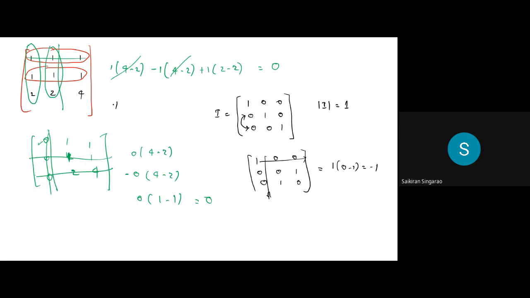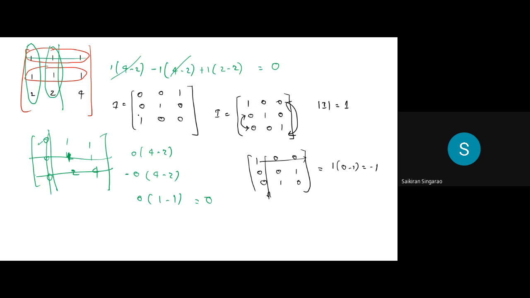So let me write this also. Let me write this bottom as top, 0 0 1, the middle one let me keep it here, the last one let me write it here. So what did I do? I exchanged the first and third.